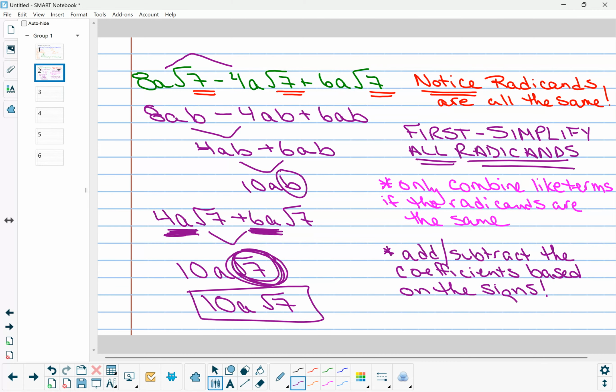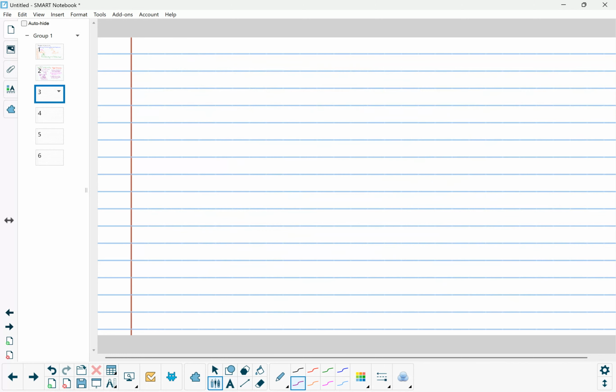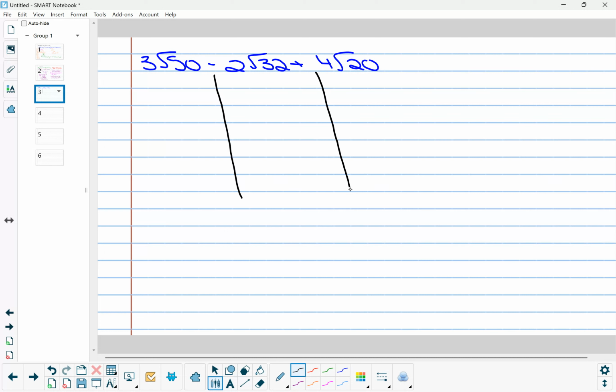So 10a radical 7, that's the answer to this. All right, let's take a look at another example. And this one will have different radicands. Okay, so this one is 3 radical 50 minus 2 radical 32 plus 4 radical 20. All right, so think of these as completely separate problems, okay? So I'm going to kind of draw a line. Let me change this to black. I'm going to draw a line down between each of these and solve these all completely separately.